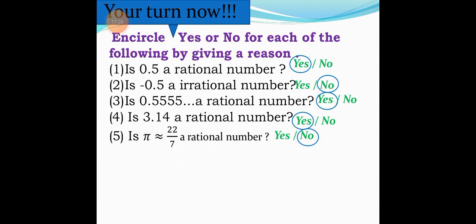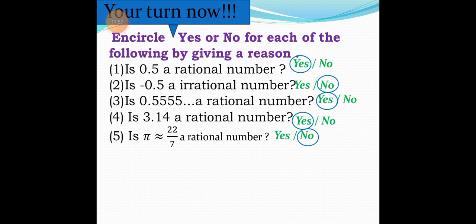I explained everything to you. Circle yes or no for each of the following, giving a reason. Is 0.5 a rational number? That definitely is. Is minus 0.5 an irrational number? No, it is a rational number. Is 0.5555 a rational number? Yes it is, even though it is not terminating, it's still recurring. Is 3.14 a rational number? Pi is not equal to 3.14; 22 over 7 is only an approximation of pi.